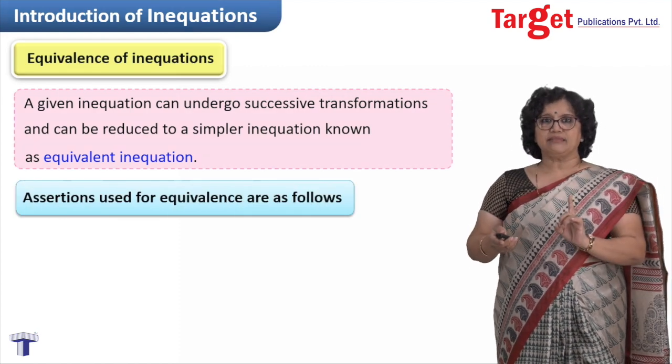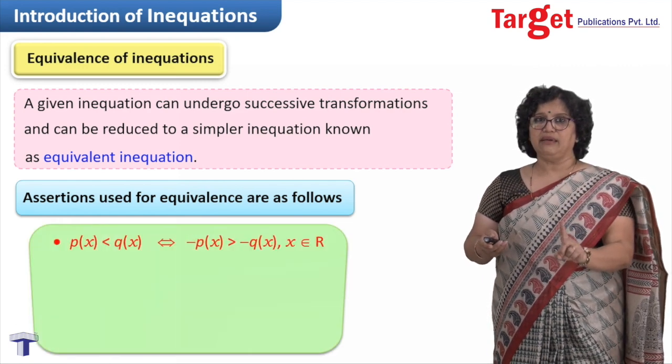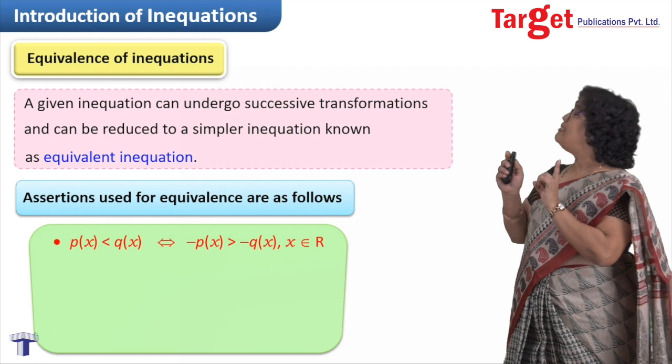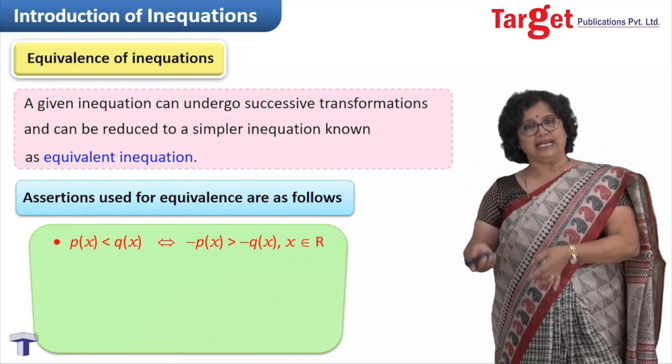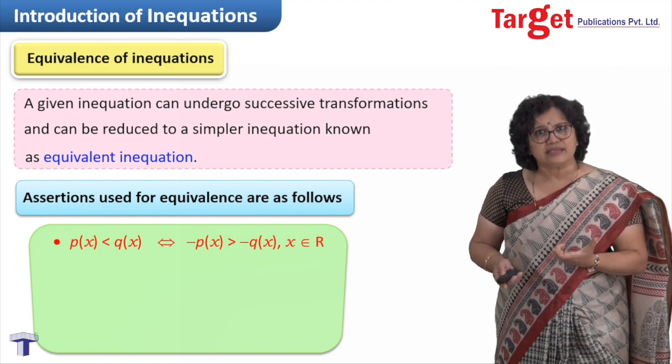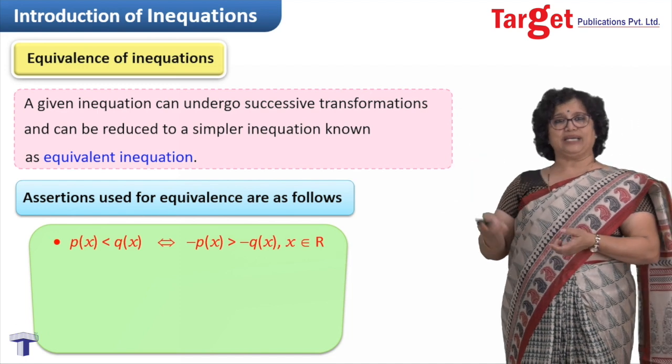I take the first one as px less than qx. If I multiply by minus 1, the inequation sign will reverse. That means if previously it was less than, now it becomes greater than. So px less than qx reduces to minus px greater than minus qx.